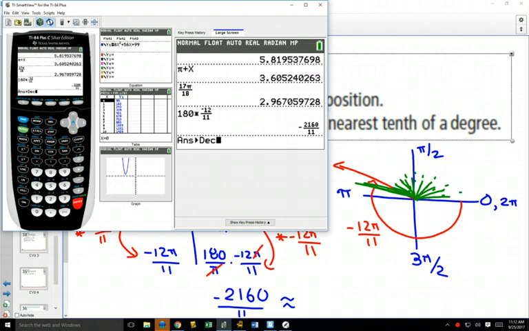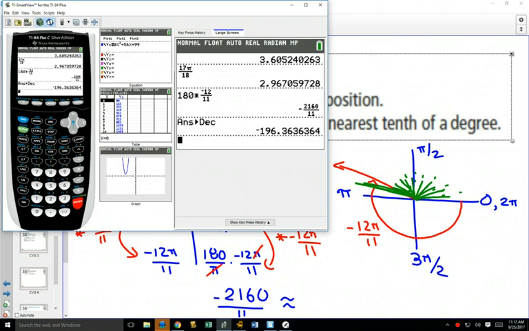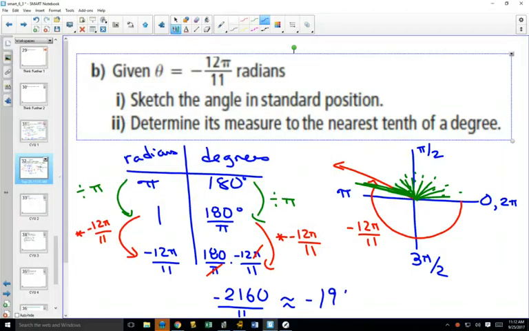So if I put enter on this, it says take the answer you got, write it as a decimal, and I find out that it's negative 196.4 degrees. And when we look at our diagram that we drew, does that angle look like negative 196? Yes. It's gone past. Here's negative 180 and then another 16 degrees more, so it's ending in quadrant 2.